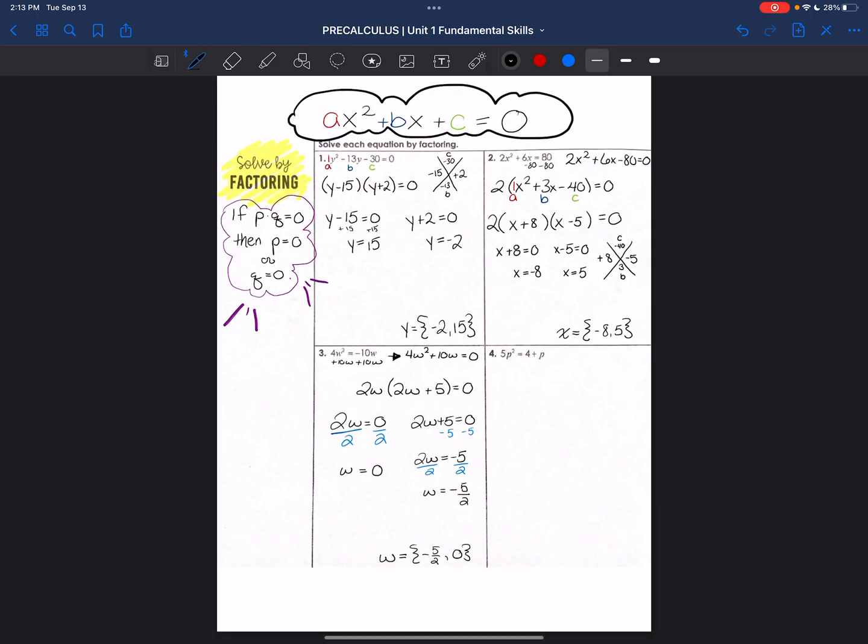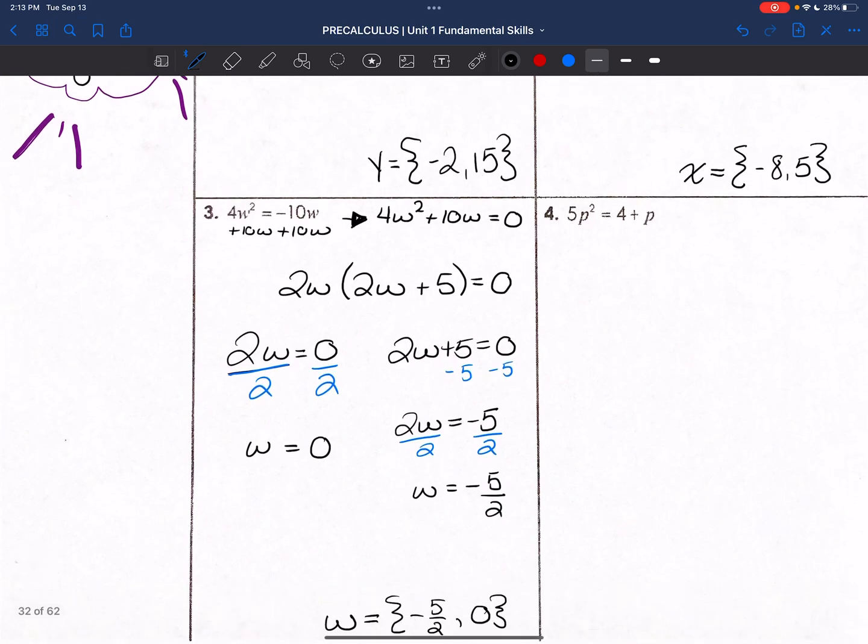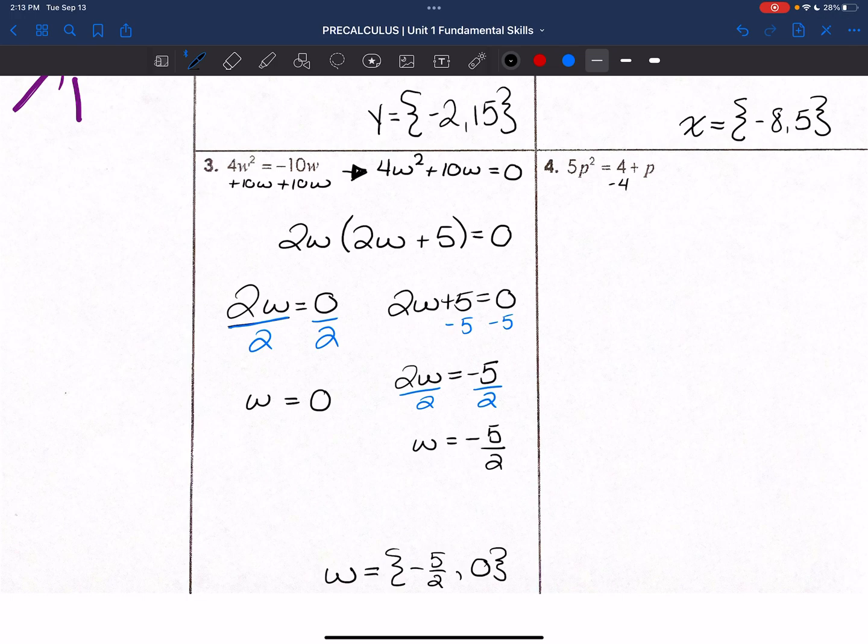Well, like we wrote at the top, it needs to be so that that equation is equal to 0. So I'm going to need to pass these terms to the other side, subtracting 4 and subtracting p, so that then we have 5p squared minus p minus 4 equal to 0. I want it to be in descending order so that my squared term is first, my linear term is second, and then my constant, my number, is last.